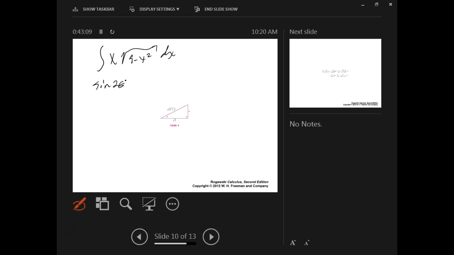Sine 2 theta in terms of x. I'll write it out. x equals sine theta. So express sine of 2 theta in terms of x if x is equal to sine theta. Oh my goodness, what do they mean by that? What in the world do they mean by that?